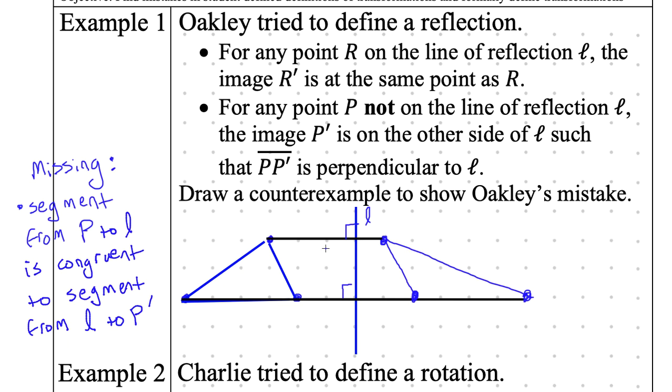Once those two line segments are congruent, like if this was congruent to that, then it would have been the correct definition. Asha, question? So, what you just said is basically saying that point P to the line L has to be the same distance as point P prime? Say that one more time. Like, so point P and point P prime have to be equally far away or close to line L. Exactly, yeah.